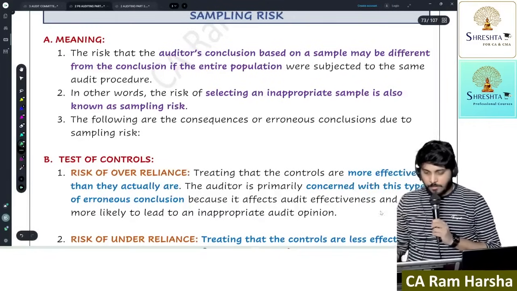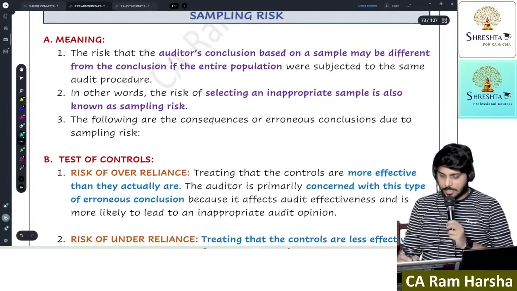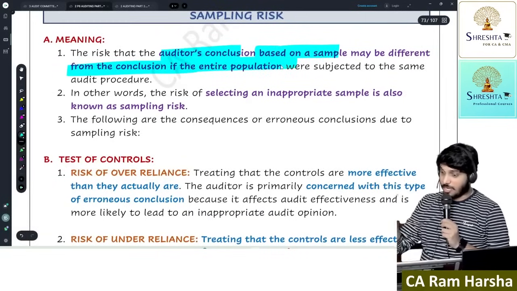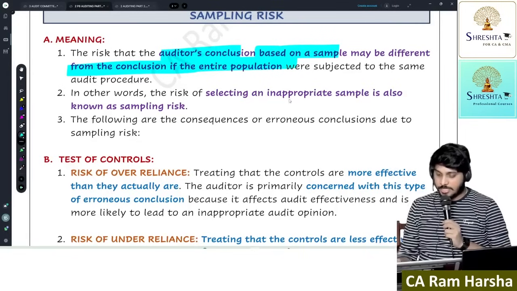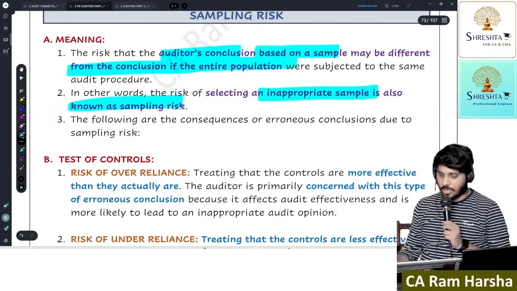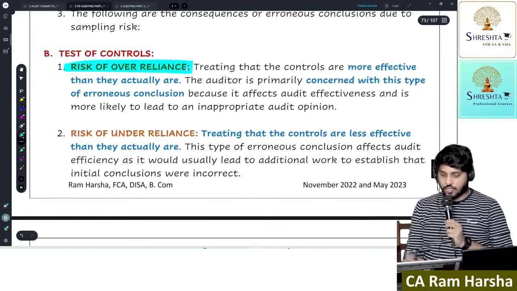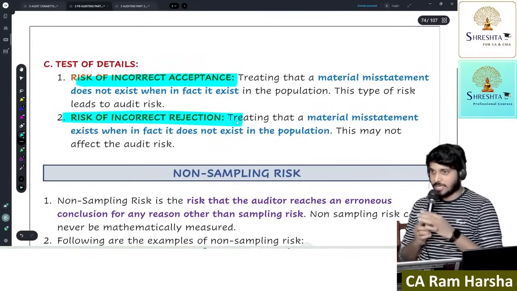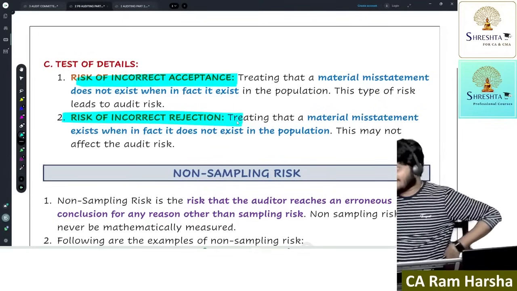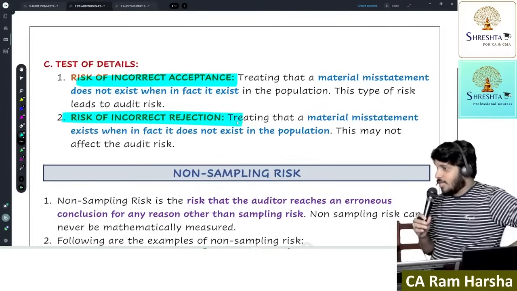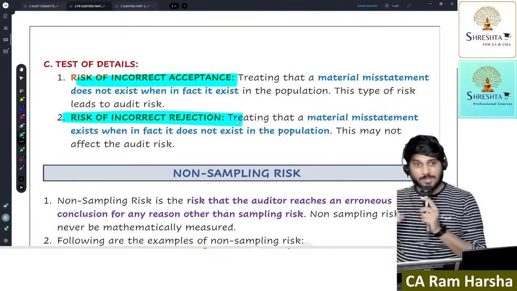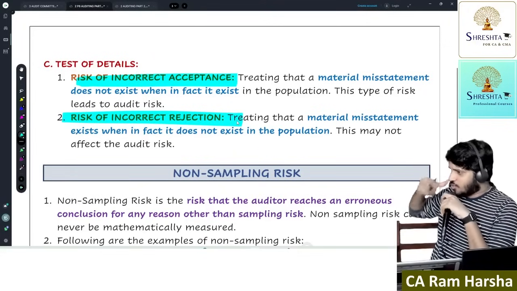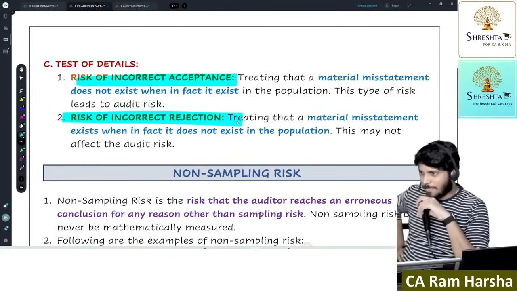You see, what is sampling risk? The auditor's conclusion based on a sample is different from the conclusion if at all the entire population was verified. Selecting an inappropriate sample is also called sampling risk. Like risk of over-reliance, risk of under-reliance, risk of incorrect acceptance, risk of incorrect rejection. Are you clear? Now, detection risk, I told you, is the risk of not identifying mistakes. Will this arise only because of the sampling risk?